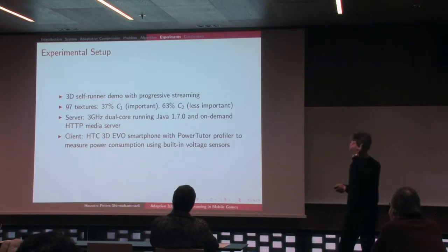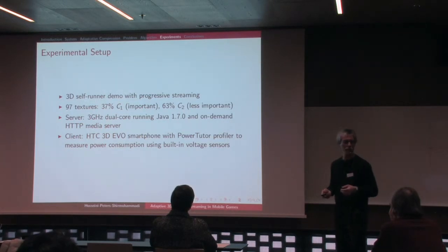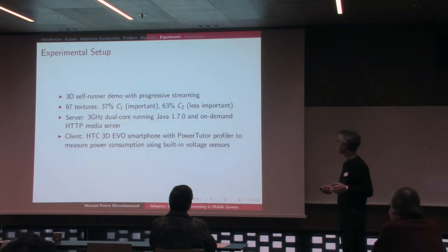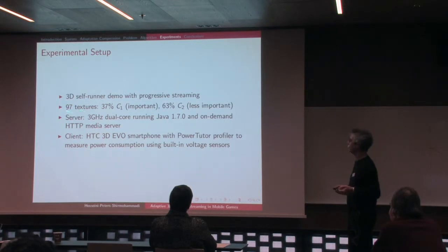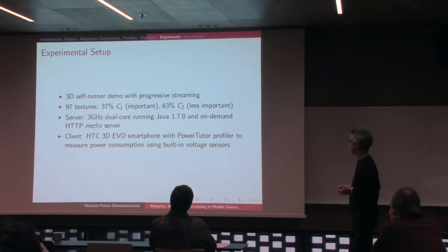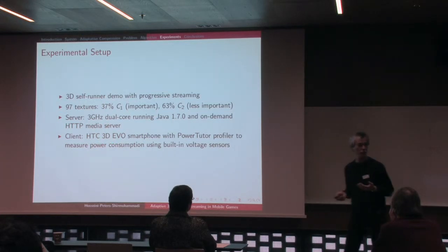Our experimental setup was a toy game. It's not a real game. It's just basically a bunch of textures. But it was a 3D endless-runner game. We used progressive streaming. We had 97 different textures divided this way between important and less important. We used pretty much a standard desktop as the server, running an HTTP media server. Our client was a smartphone with a 3D screen. I don't know if you've seen these. They're pretty neat. You don't need glasses to watch it in 3D. So we streamed them to this device.